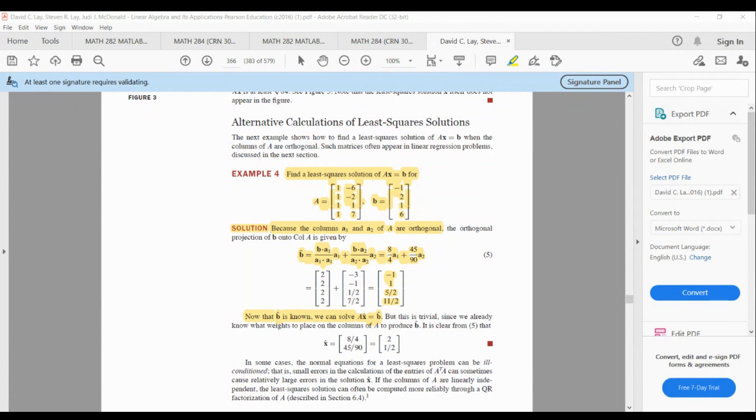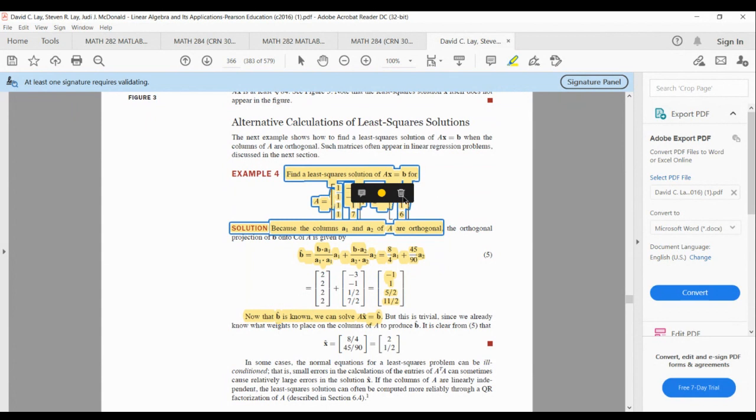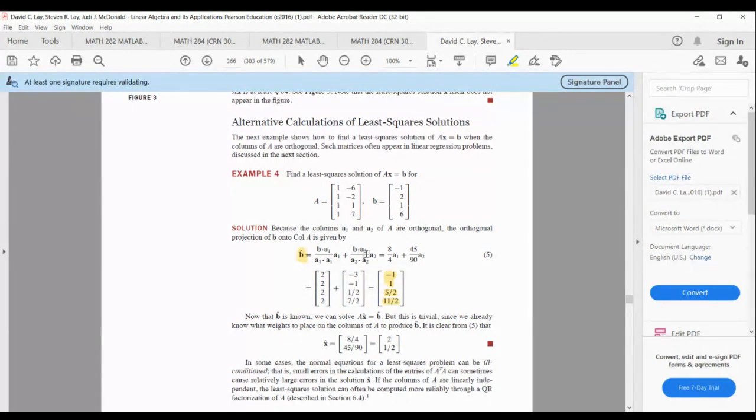All right, so I want to make sure you're clear on that, because there's really a lot of good geometry here. So you see, here's the b hat. We end up with 8/4 a1 plus 45/90 a2. So x hat, we got 2.5 for the elements of the least squares solution.